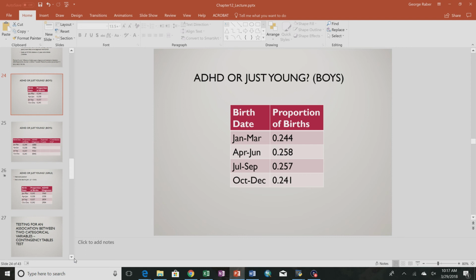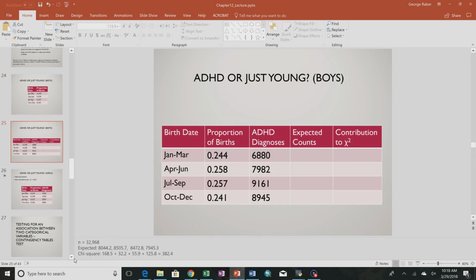Okay, and that's important. It's important to have this because if we just assumed that it was equal, we would be asking a different question. So we're looking for the distribution of counts to be related like this. In other words, the ADHD counts should be relatively the same for each category. Okay? In other words, if you're born here, you should have a relatively equal chance to be diagnosed with ADHD as if you're born here.